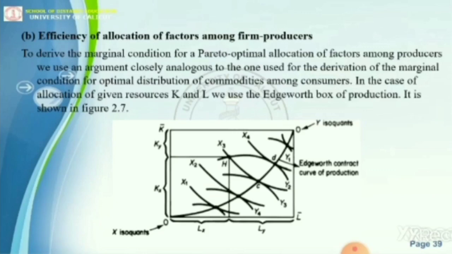Okay, here P1 represents this much of labor and this much of capital they have used. Then P4 represents this much of labor and this much of capital they have used.